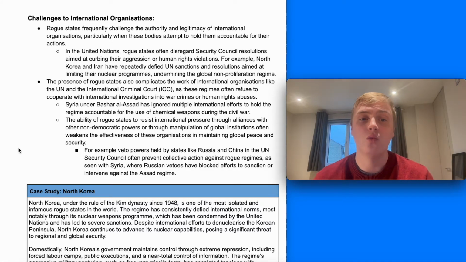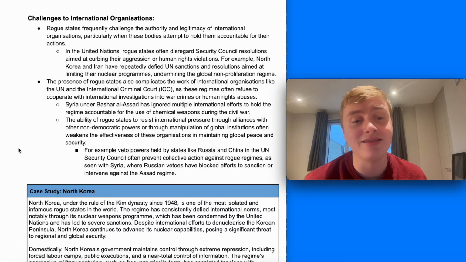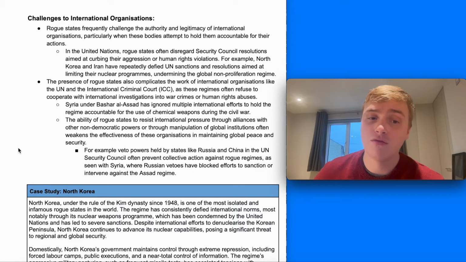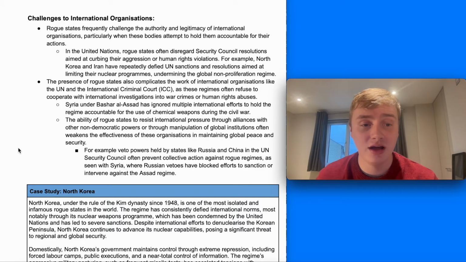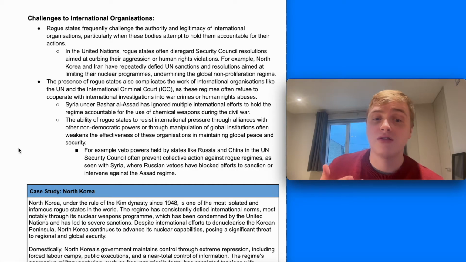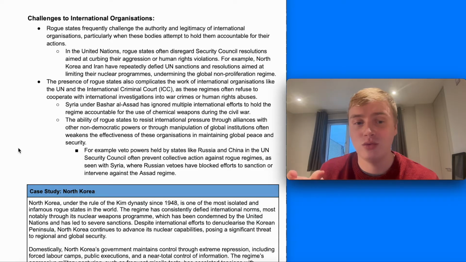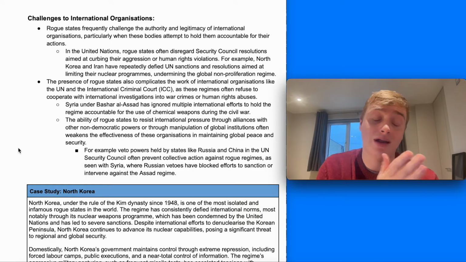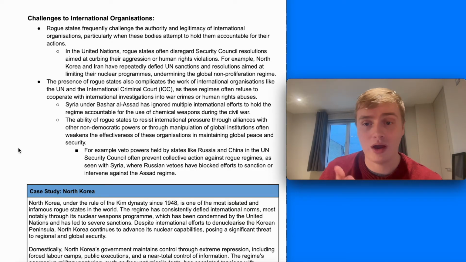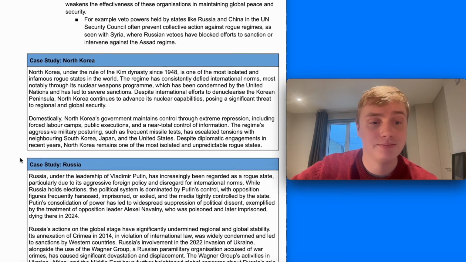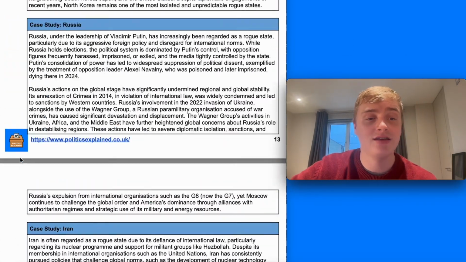And the ability of rogue states to resist international pressure through alliances with other non-democratic powers or manipulation of global institutions weakens the effectiveness of these organisations in maintaining global peace and security. For example, veto powers held by Russia and China in the UN often prevent collective action against rogue states, which Russia and China have some alliances with, particularly Syria, when it was under Assad, North Korea, and Iran. So, got a few case studies here.